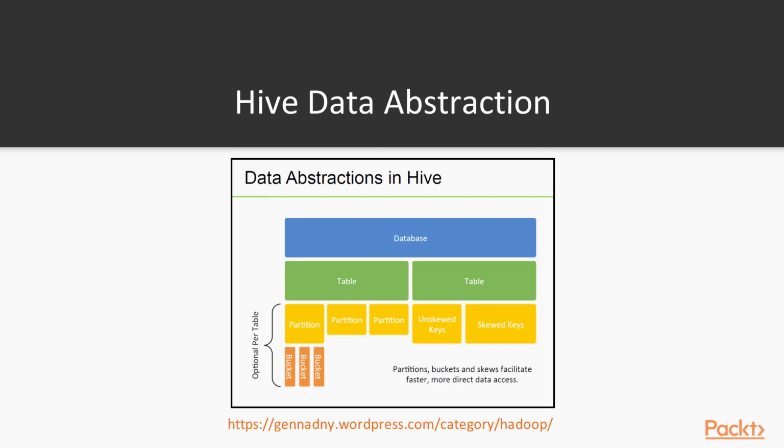And let's see the data abstractions in Hive. At the top we have a database. So this is the naming namespace. Inside of a database we can have multiple tables. And the first table can have multiple partitions. So for example, the first partition is for the first day of a specific month, the second is for the second day in a month, and so on and so on. And inside of a partition we can also have buckets of data.